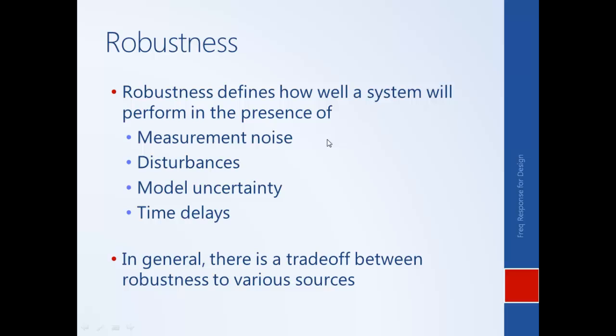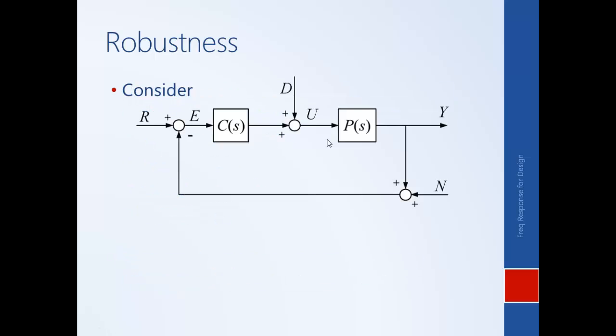In general, there is a trade-off between robustness to these different sources. As is always the case, we generally cannot achieve all of our goals simultaneously. For example, we may not be able to make our system robust to both noise and disturbances at the same time. And we'll show a little example of this on the next slide.